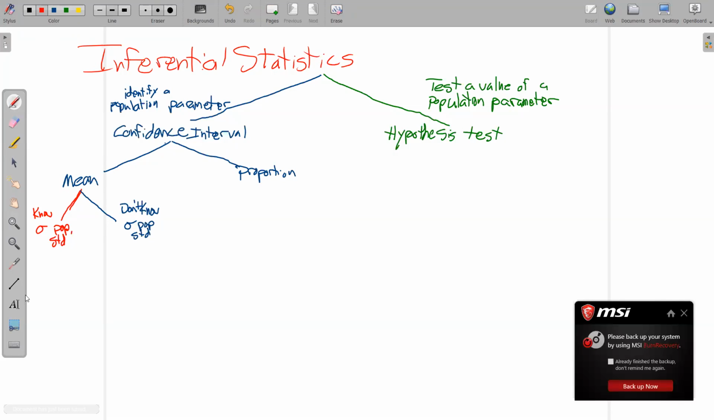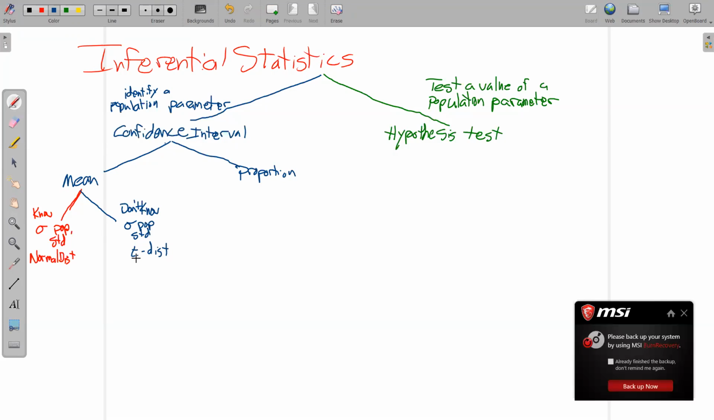If we think we do know it, then we're going to use a normal distribution. And if we don't know the population standard deviation, we're going to use what's called a t distribution. That's a funky T. Let's try that again. T distribution. And so more often we're going to use the t distribution. And the t distribution is kind of cool.